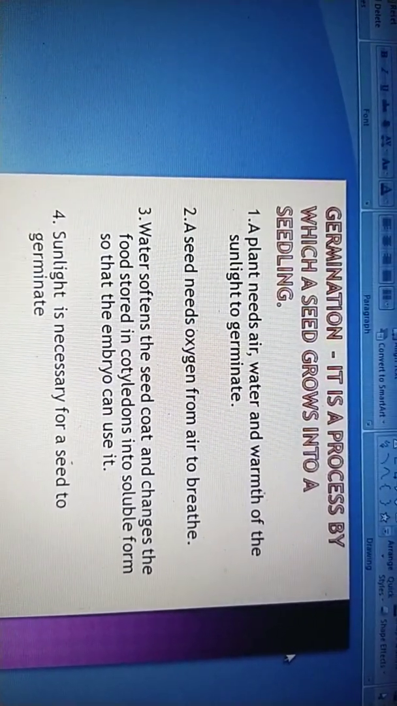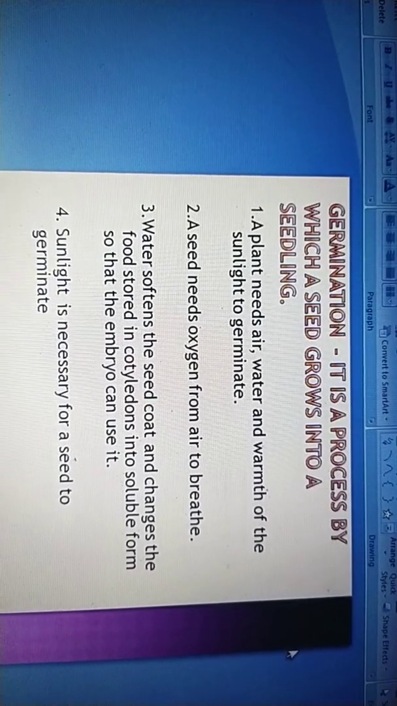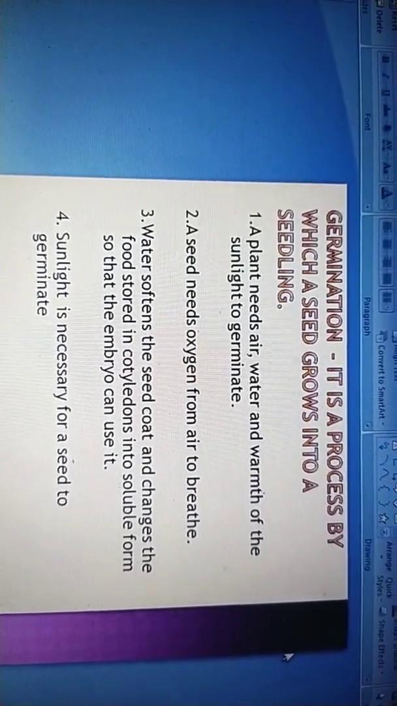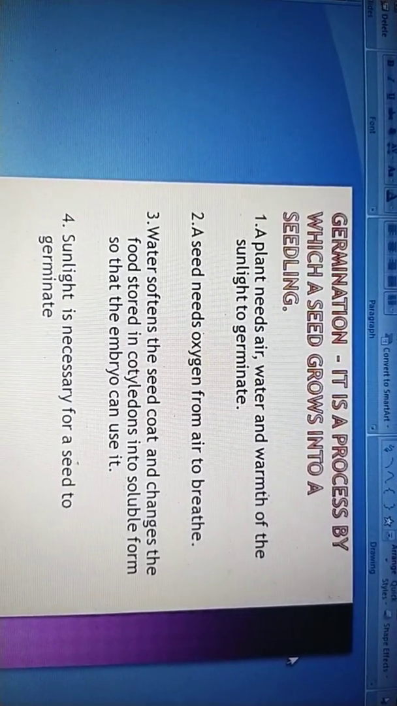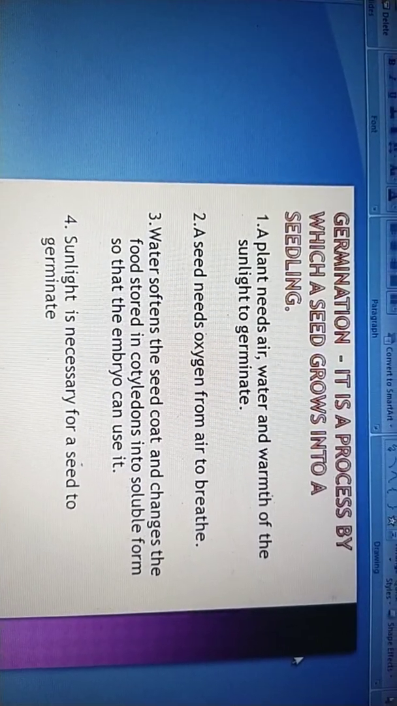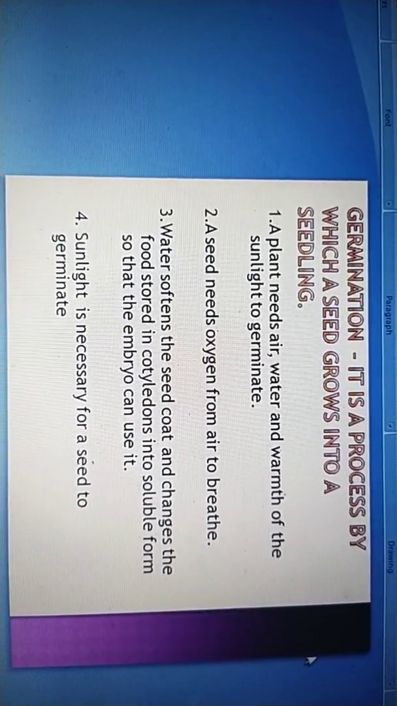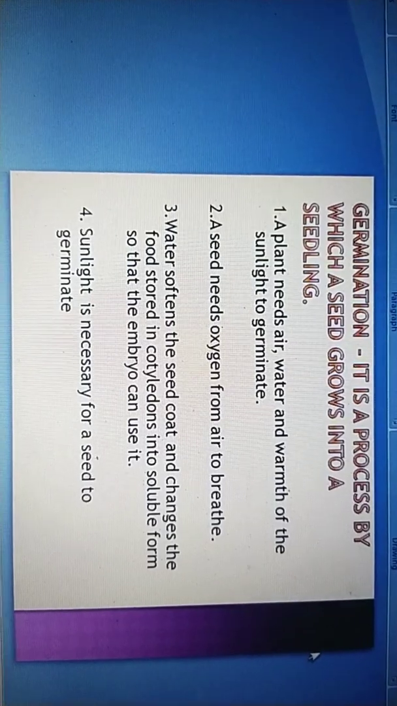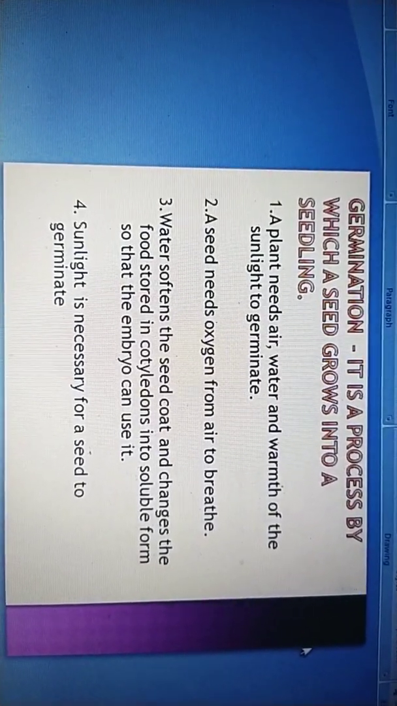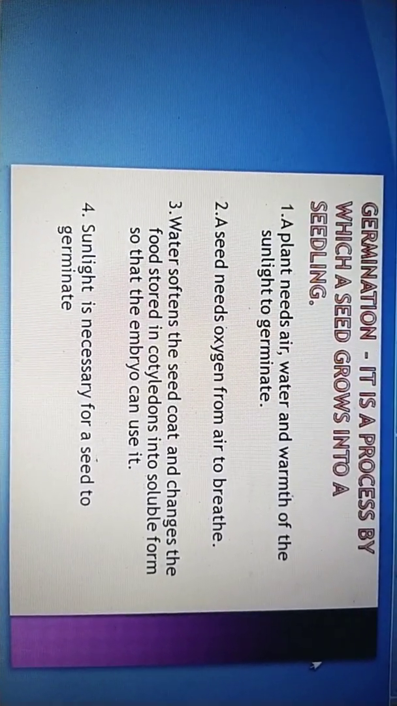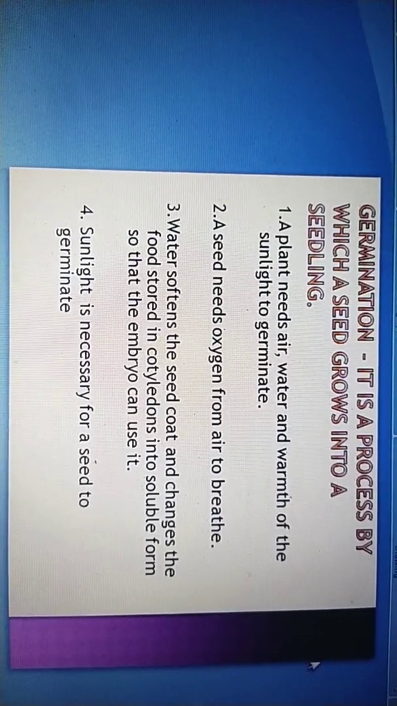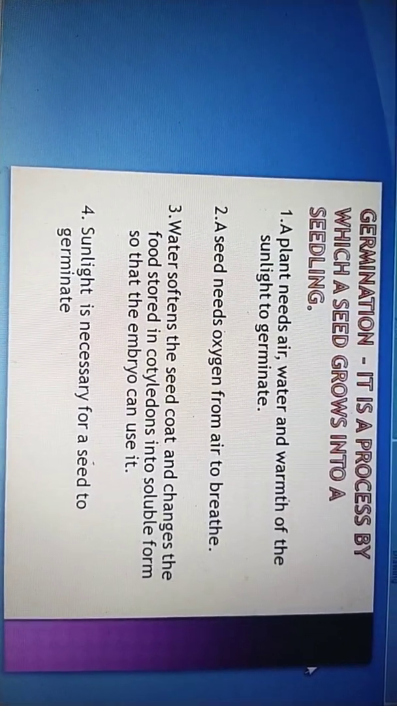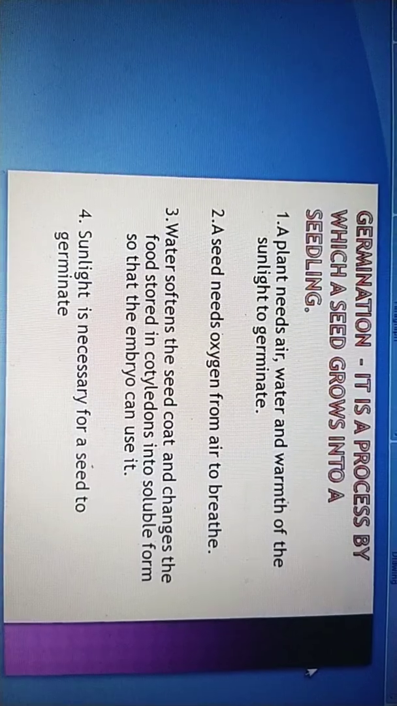So a plant needs air, water and warmth of the sunlight to germinate. A seed needs oxygen from air to breathe. Water softens the seed coat and changes the food stored in cotyledons into soluble form so that the embryo can use it. Sunlight is necessary for a seed to germinate.